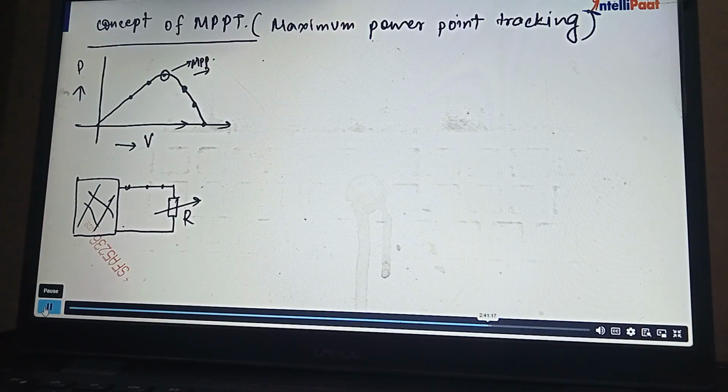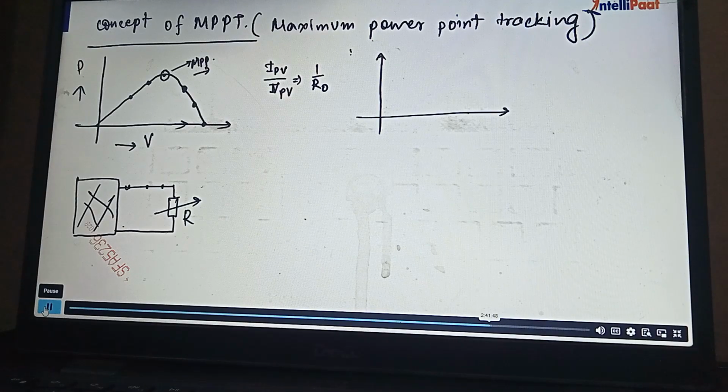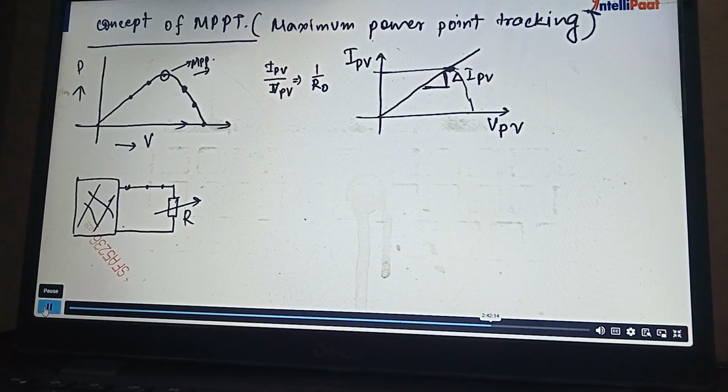Because if you draw the resistance line, we have various resistance lines which have some slope. If I'm writing IPV divided by VPV, that is equivalent to 1 by R, right? Because it is representing a conductance. So I have a slope where IPV and VPV, the PV parameters, are there. Suppose this is the resistance line. It will have a certain slope. Let's suppose this is delta I and some value of voltage on the x-axis. And it is definitely passing through the maximum power point. This line is known as the load line.